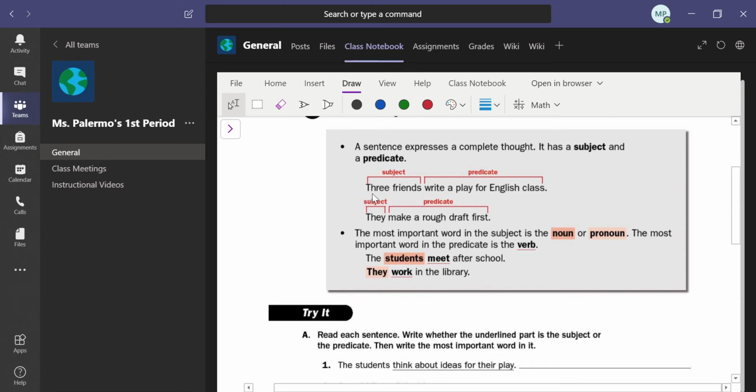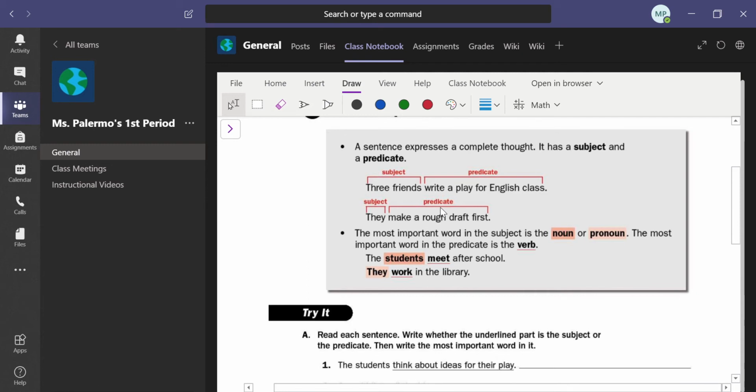So up here it says, 3 friends write a play for English class. I know this is the subject because of the noun, or the plural noun, friends. The whole sentence is about friends and they're the ones that do the action. And it includes the adjective. So 3 is a number. It's also an adjective to describe how many friends there are. So 3 friends, definitely the subject.